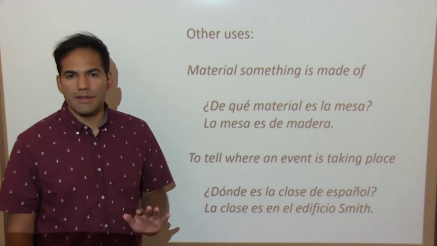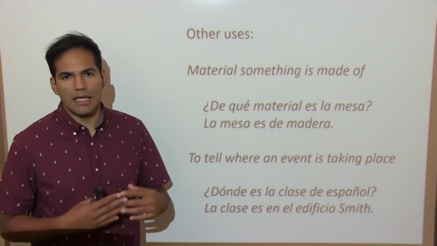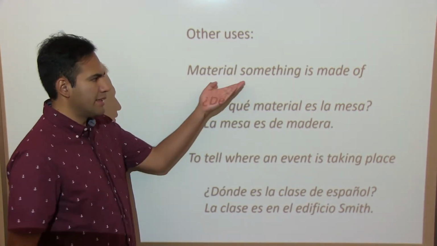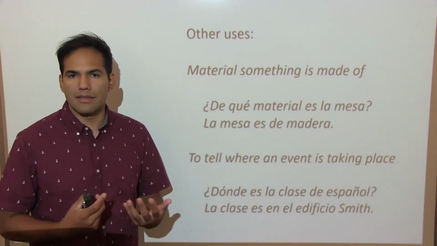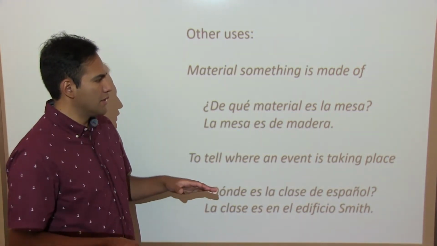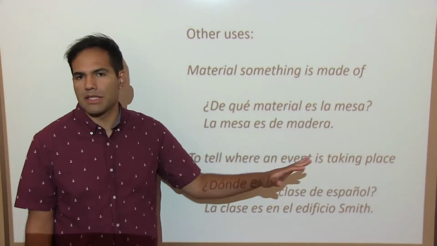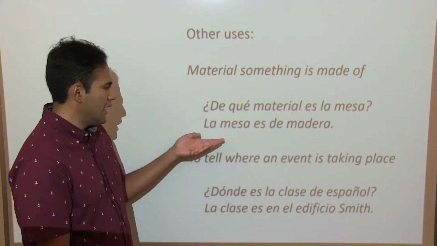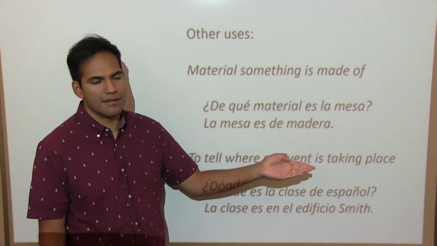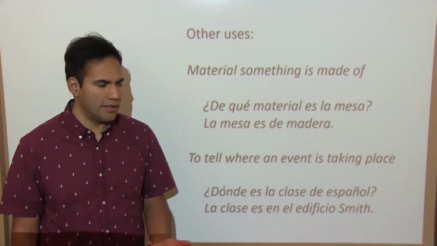These are other uses that don't fit into the acronym, but it's good to know. For example, when talking about the material that something is made of, we're always going to use es. For example, ¿de qué material es la mesa? What material is the table made of? La mesa es de madera, so the table is made out of wood.